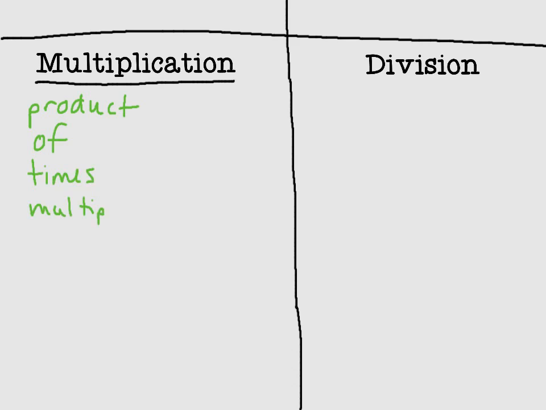For multiplication, we have 5 words that fit into that category: product, of, times, multiple. You could also say multiply if it's in there. And then one that means multiplying by 2 twice.